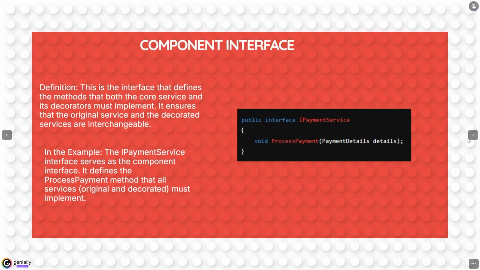So let's take a look at component interface. This is the interface that defines the methods that both the core service and its decorators must implement. It ensures that the original service and the decorated services are interchangeable. In the example, the IPaymentService interface serves as the component interface. It defines the process payment method that all services must implement.